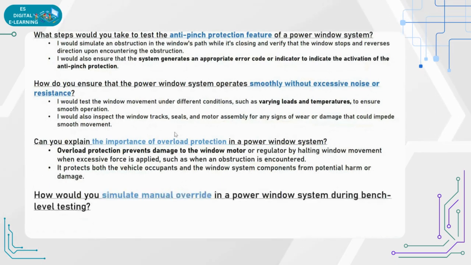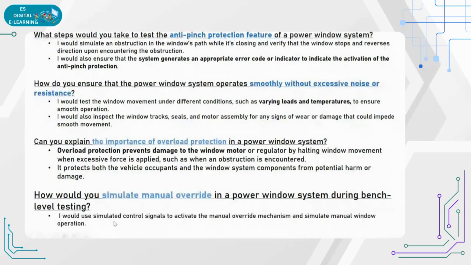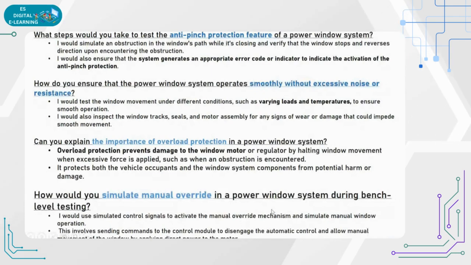How do you simulate a manual override in a power window during bench level testing? I would use simulated control signals to activate the manual override mechanism. Like in CANoe, we operate the inputs and verify the outputs. So this is how some of these questions will be asked.